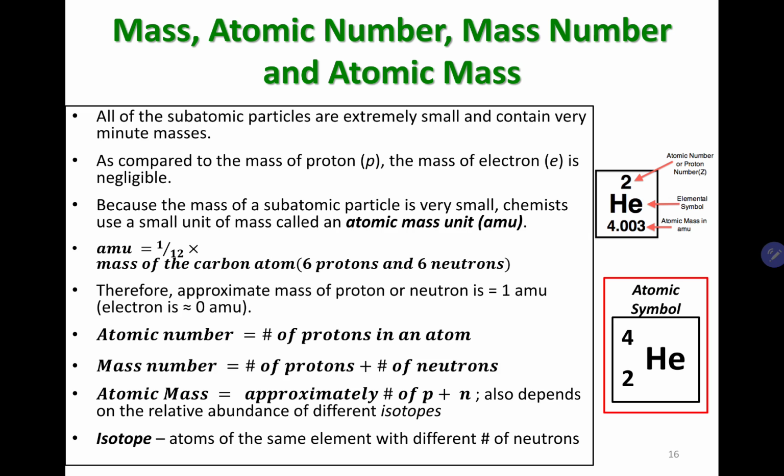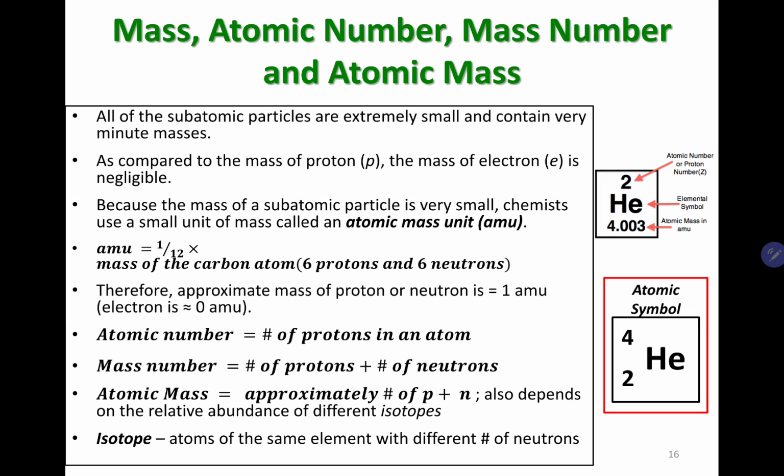So once again, guys, all of the subatomic particles are extremely small, of course, and contain very minute masses. And of course, protons and neutrons are heavy. Electrons are 10,000 times lighter. So their mass, electron mass, is negligible when it comes to the mass of a proton or a neutron.